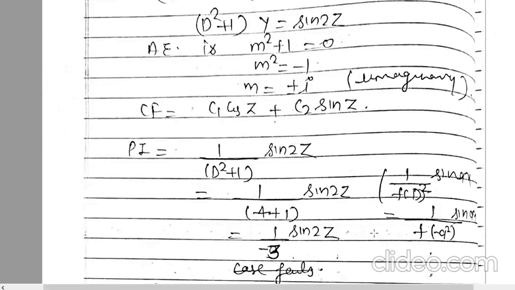Now, the same process will be followed. The auxiliary equation is m squared plus 1 equal to 0, m squared is equal to minus 1, m is equal to plus minus iota. So CF will be C1 cos z plus C2 sin z.